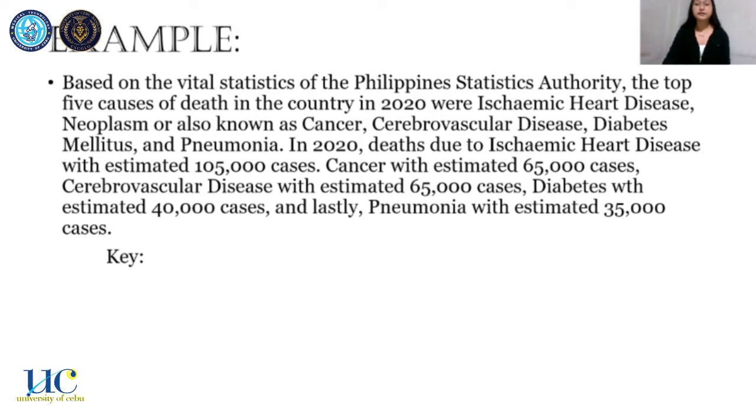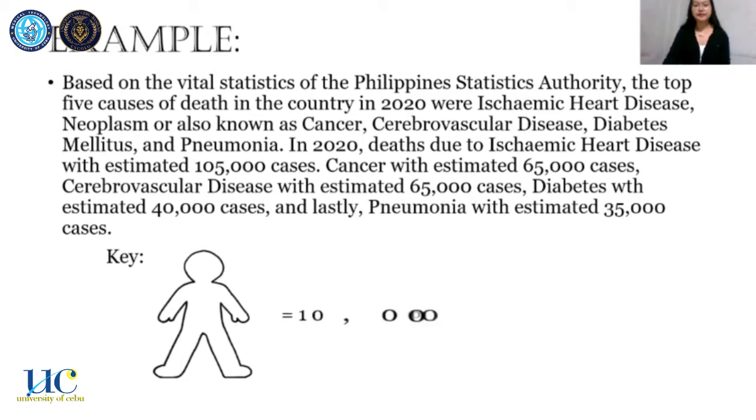In plotting the data, we need to have our key first. In our data, our key is the person symbol. One person symbol equals 10,000 patients. Next is to display the data.